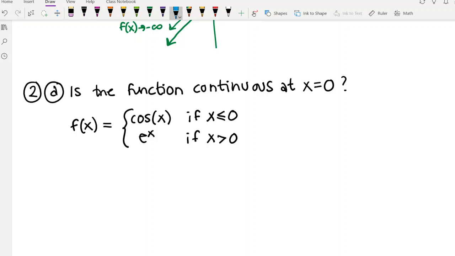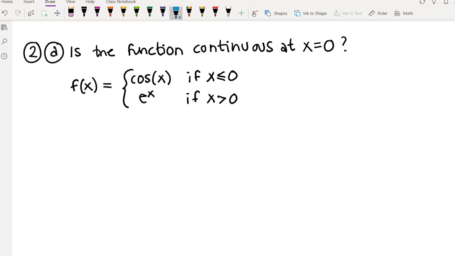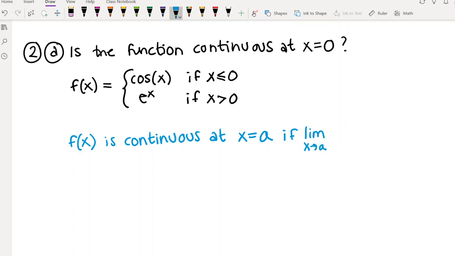The more technical definition that I want you to be able to use is that a function f of x in general is continuous at x is equal to a if the limit as x approaches a of the function agrees with plugging a number into the function. In the case of a piecewise function, if the limit as x approaches 0 in this case exists, and if that number agrees with the same thing you would get by just plugging 0 into the function, then it will be continuous.